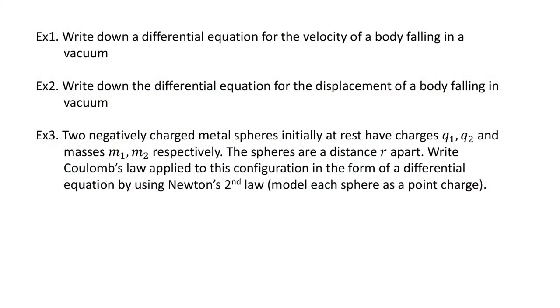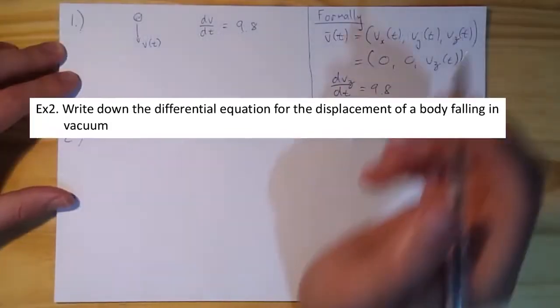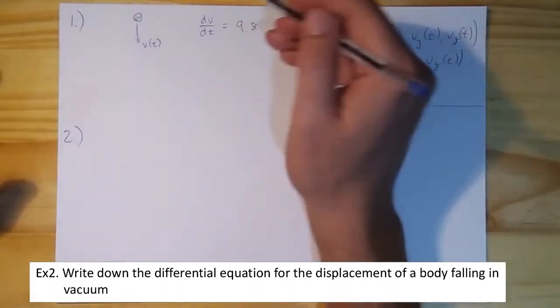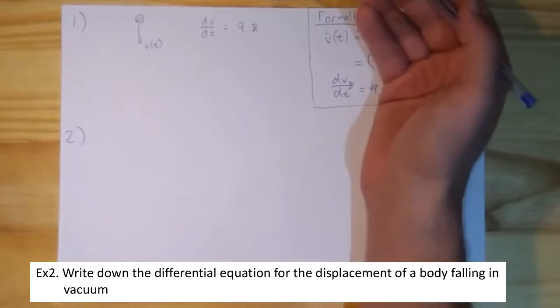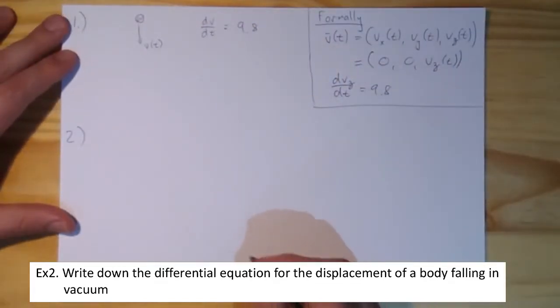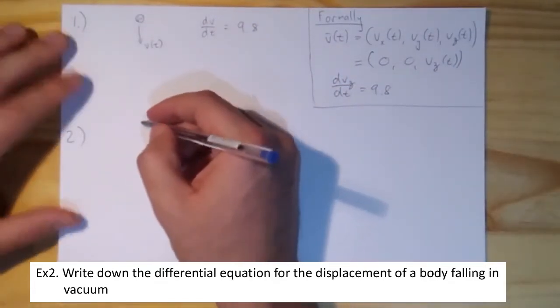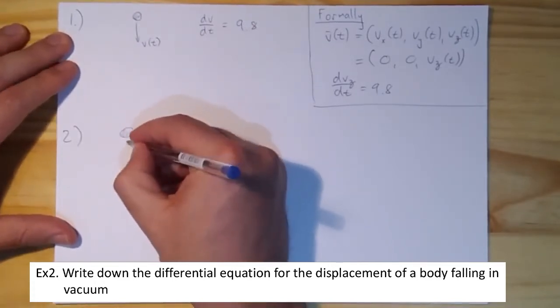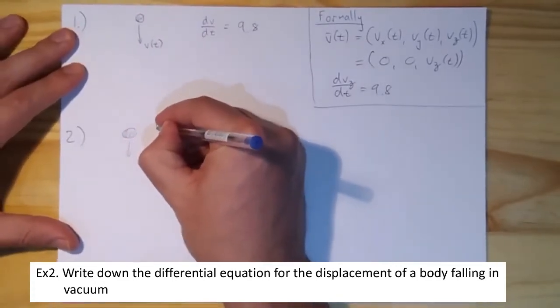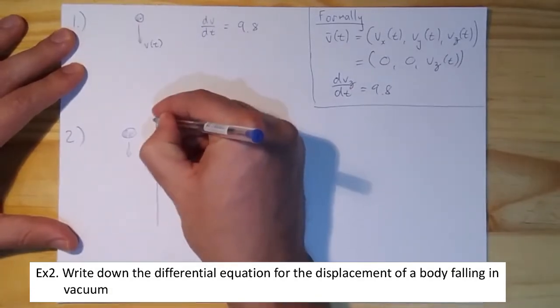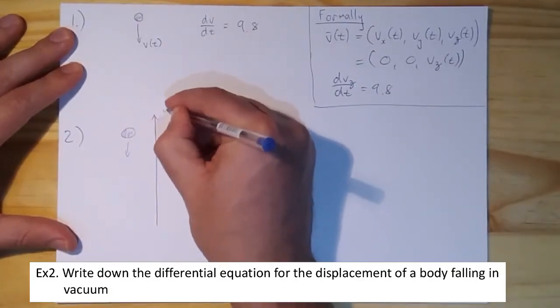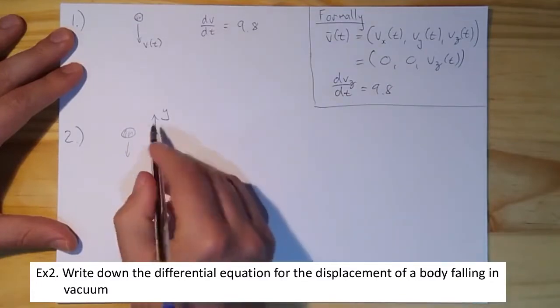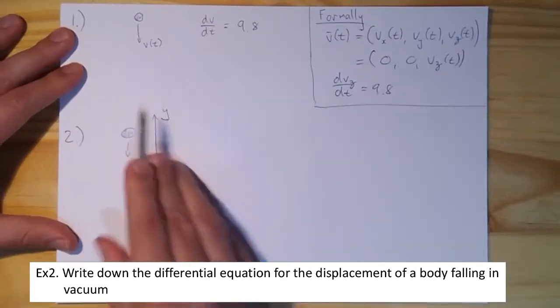Write down the differential equation of the displacement of a body falling in a vacuum. Okay, so now I want to talk about a displacement function, and to indicate that on the diagram I need a set of axes. Well, we tend to think of y as vertical when we're in 2 dimensions. Let's use y. So in this little object falling, let's say I've got my vertical axis y upwards. Let's say upwards is positive. That's what the arrow is for, indicating that upwards is positive.